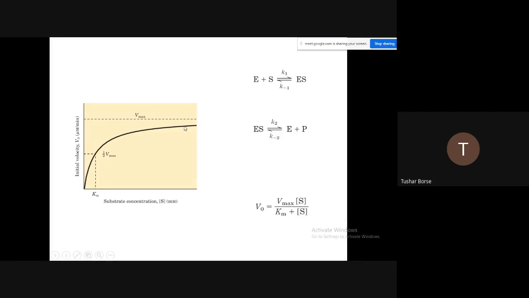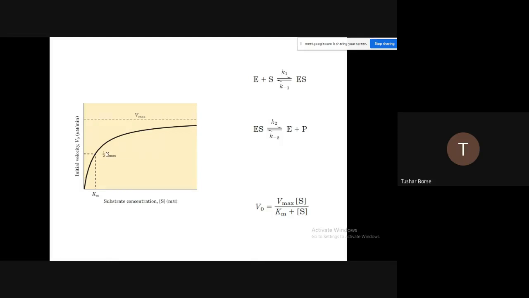Simple, isn't it? You have the enzyme, you have the substrate. As you increase the substrate concentration, you should get a doubling, and I should have got a straight line. But instead of a straight line, what you are getting is this hyperbolic curve. So what does it indicate? That in the initial concentrations, the enzyme might be getting acclimatized with the substrate.